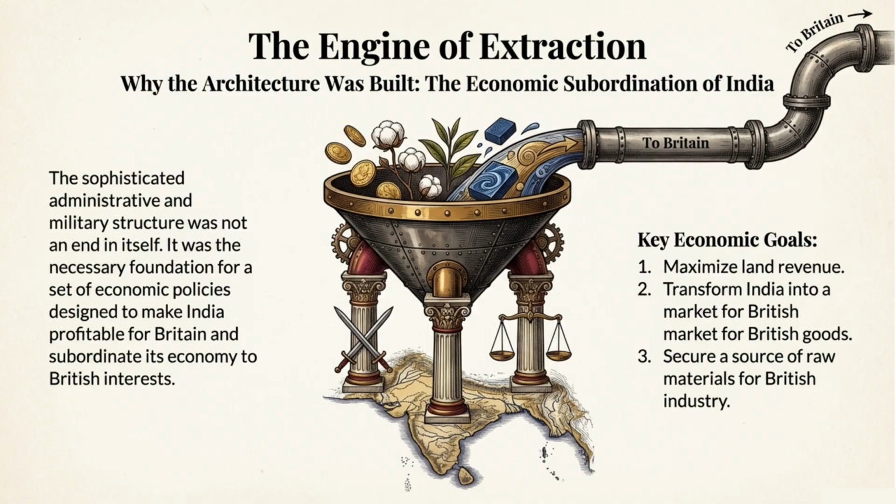The entire administrative and military structure served as the "engine of extraction." The key economic goals were to maximize land revenue, transform India into a market for British goods, and secure raw materials for British industry, subordinating India's economy to Britain.